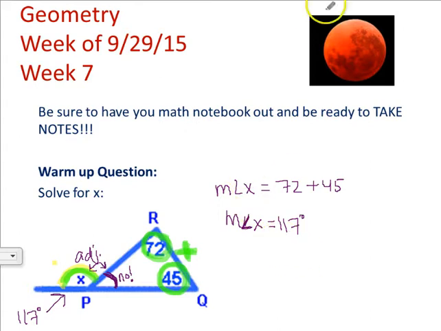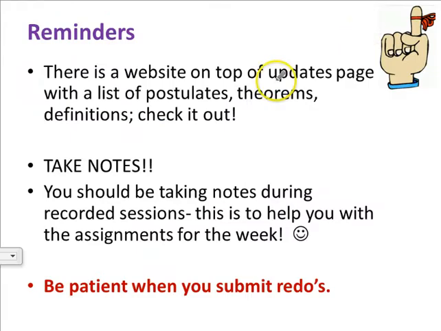All right, so let's move along here. Some reminders for this week. Just a reminder that I did put that website on the top of the updates page that has a list of the postulates, theorems, and definitions that we're learning from here on out. So I kept that up at the top so that you can refer back to it. Check it out. Make sure you're taking notes. Again, taking notes while you're going through the lessons, taking notes while you're watching this recorded session. These are only going to help you, so please take notes.